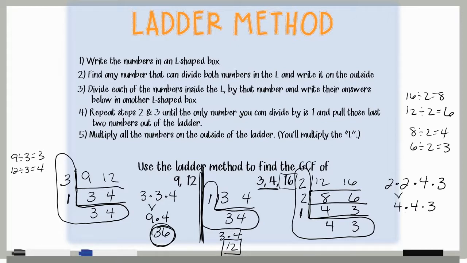Okay, and then I have 4 times 4 is 16. Or again, if I want to make it a little bit easier on myself, because I know my 12s times tables really well, I can do 4 times 3 is 12. And then multiply that by the 4, and I get 48. So the LCM of 3, 4, and 16 is 48.